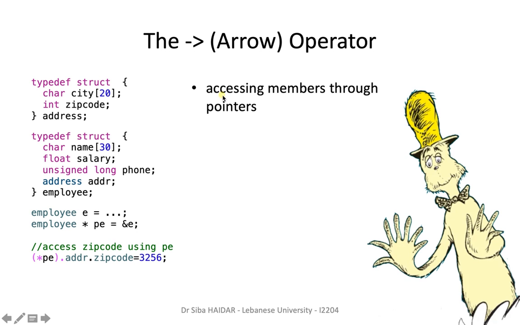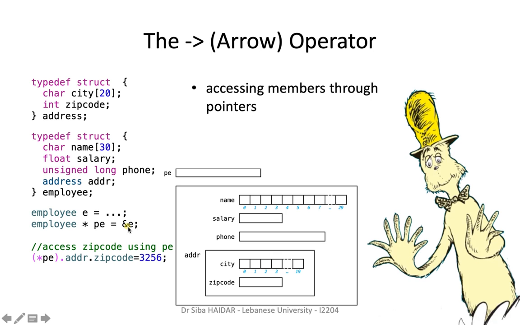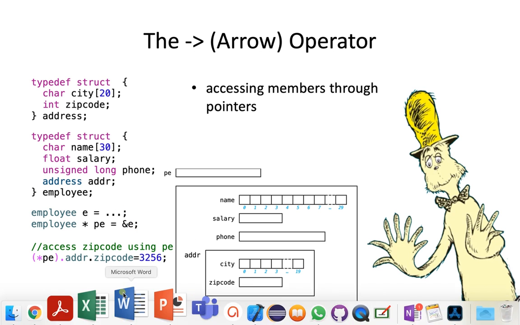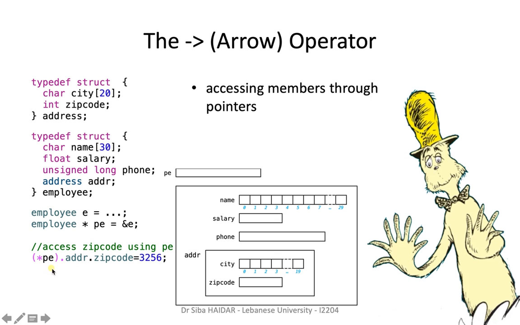So let us try to access the members through pointers. Consider here our program, and I want to convince you that you need an arrow operator. Consider an employee variable E and an employee pointer PE which points to E. And now you are asked to assign to the zip code the value 3256, not through E like we did two slides before, e.address.zipcode equals blah blah, but through PE.